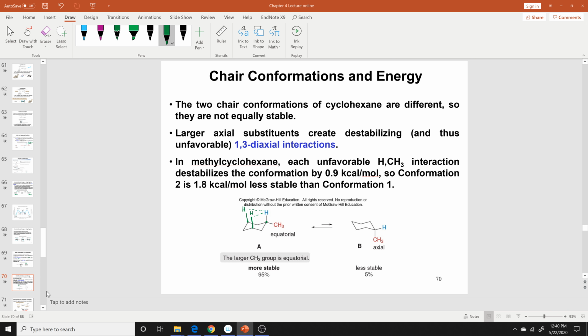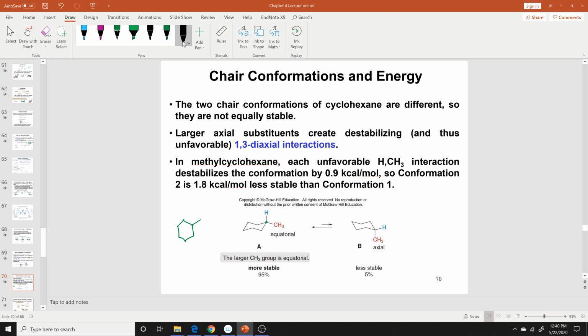Let's take an example. We have a methyl cyclohexane. I'm giving you methyl cyclohexane, and the question is, go ahead and draw methyl cyclohexane in 2 conformations and label which one is the most stable conformation. In order to tackle this question, what you need to do is change your structure into a chair conformation.